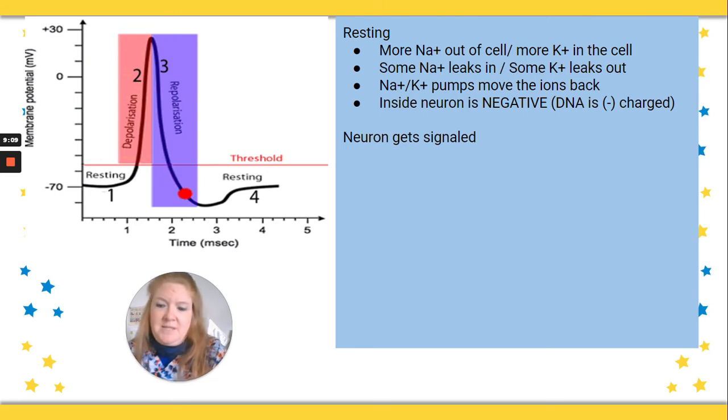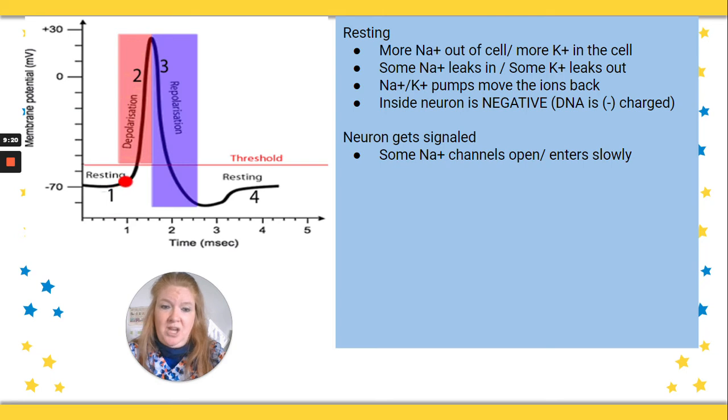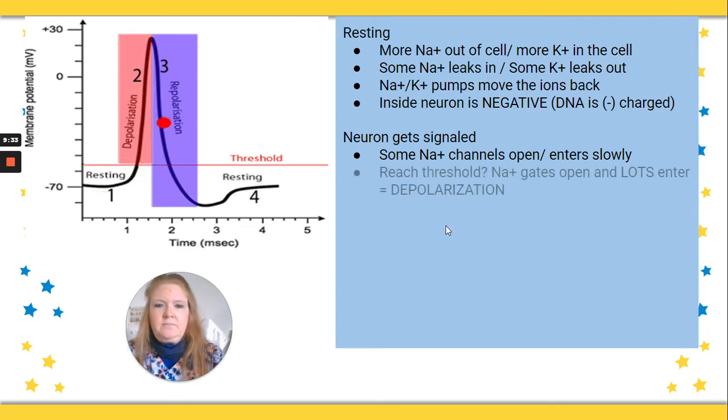Now, what happens is the neuron starts getting a signal. Some receptors have been triggered by neurotransmitters. So some of the sodium channels, gates, pathways, passages, however you want to think about it, open. So sodium starts coming in slowly. And you can see in this illustration how it starts to move upward slowly. There's this magic number right here, threshold. As soon as it reaches threshold, you can see all of a sudden it jumps up super fast.